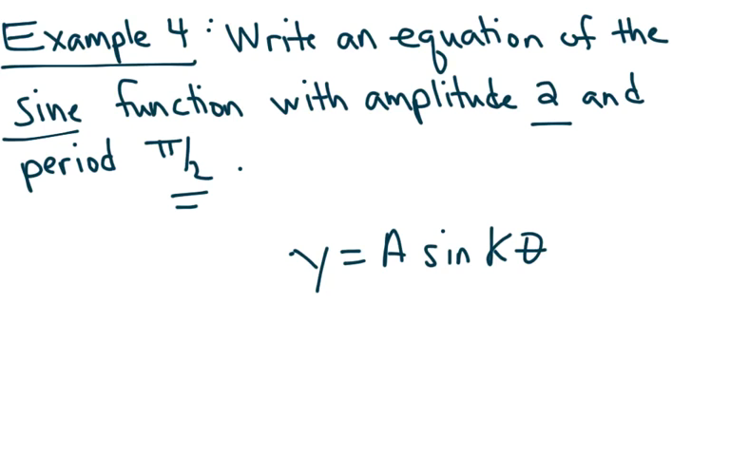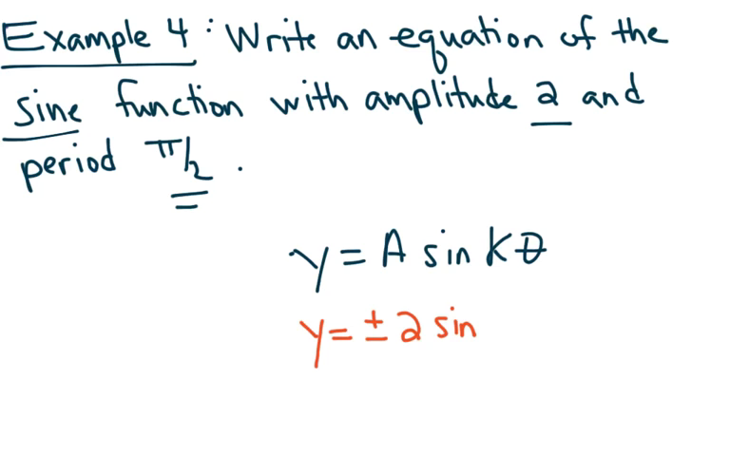Here's the problem with the amplitude. The amplitude is an absolute value. So I don't actually know if the equation starts with +2 or -2. Because of that, I'm going to write plus or minus 2 at the beginning. The next thing I need to do is find out what k is.